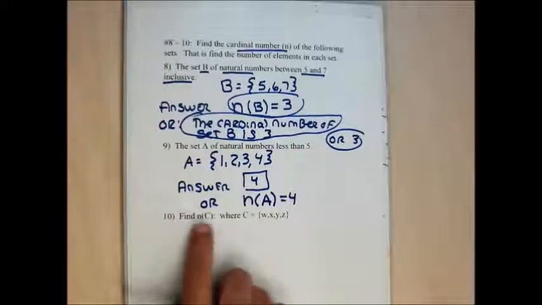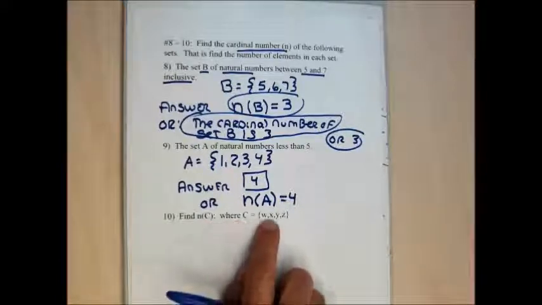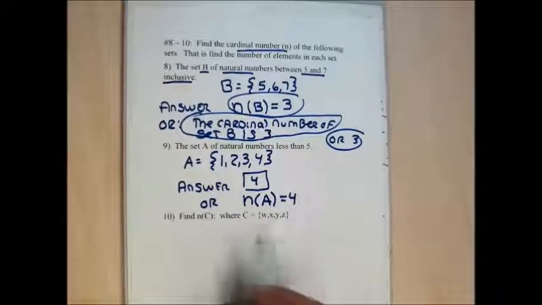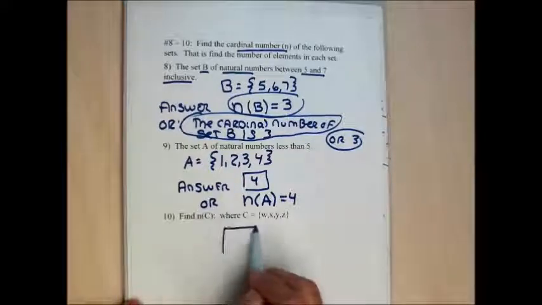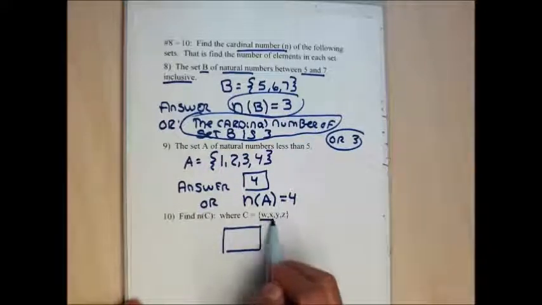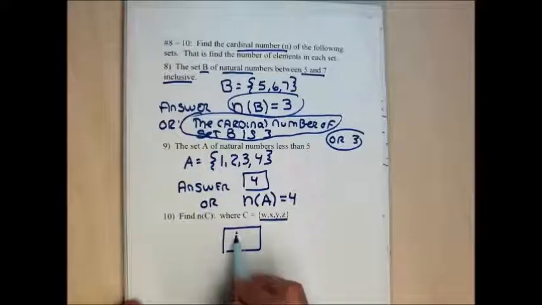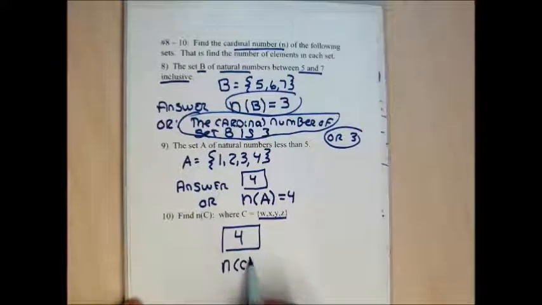Problem 10 says find the number of elements in set C, or find the cardinal number of set C, where C is the set that has the letters W, X, Y, and Z. The simplest answer for this, I could count that set up, that has 4 elements, would be that. Another correct answer would say the cardinal number of this set C is 4.